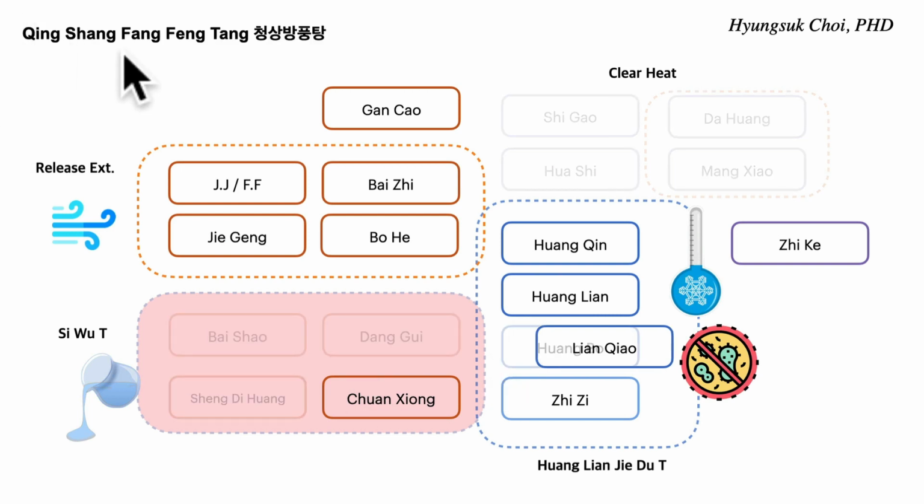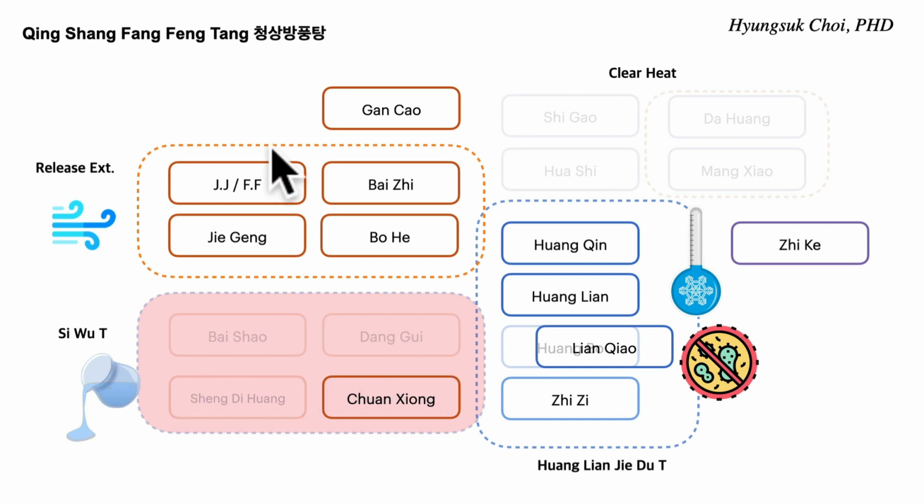The next one, Qing Shang Fang Feng Tang. Qing Shang means clearing upper body heat, and Fang Feng is Jingjie, Fang Feng, similar. Same releasing exterior herbs, and also Huanglian Jiedu Tang. In this case, Huang Bai is substituted by Lian Qiao, and this is a common substitution because Huang Bai has less effect of clearing heat and subsiding inflammation, while Lian Qiao is a very strong anti-inflammatory herb. But in this case, Qing Shang Fang Feng Tang does not have the Si Wu Tang part.